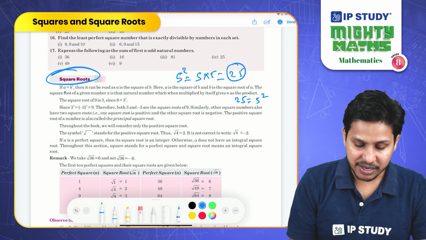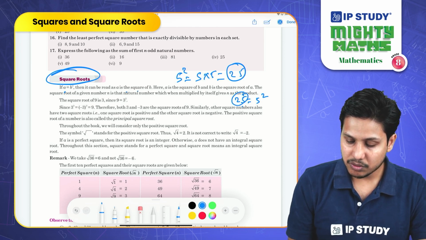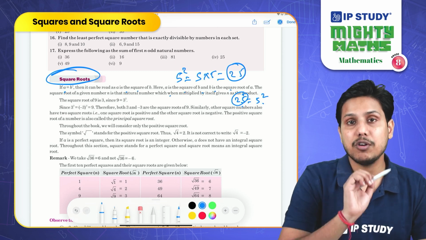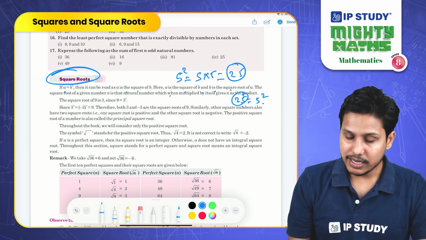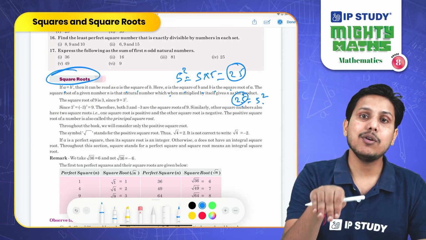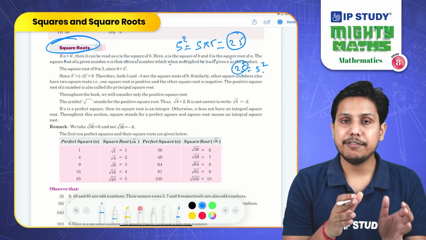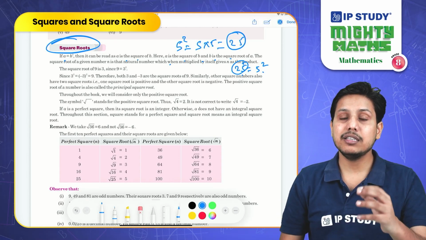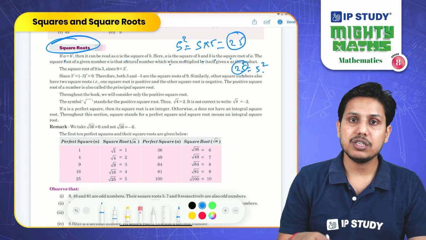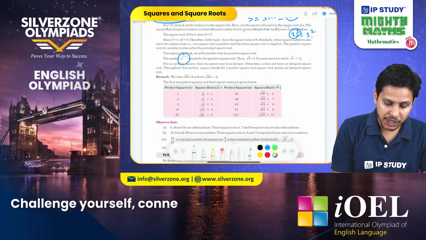So then it can be read as a is the square of b. Here a is the square of b and b is the square root of a. As I have already told you, in the reverse process we can say that 5 is the square root of 25. So here we can understand that for every perfect square there exists a square root, which is a natural number. Now for square root we use a symbol like this.